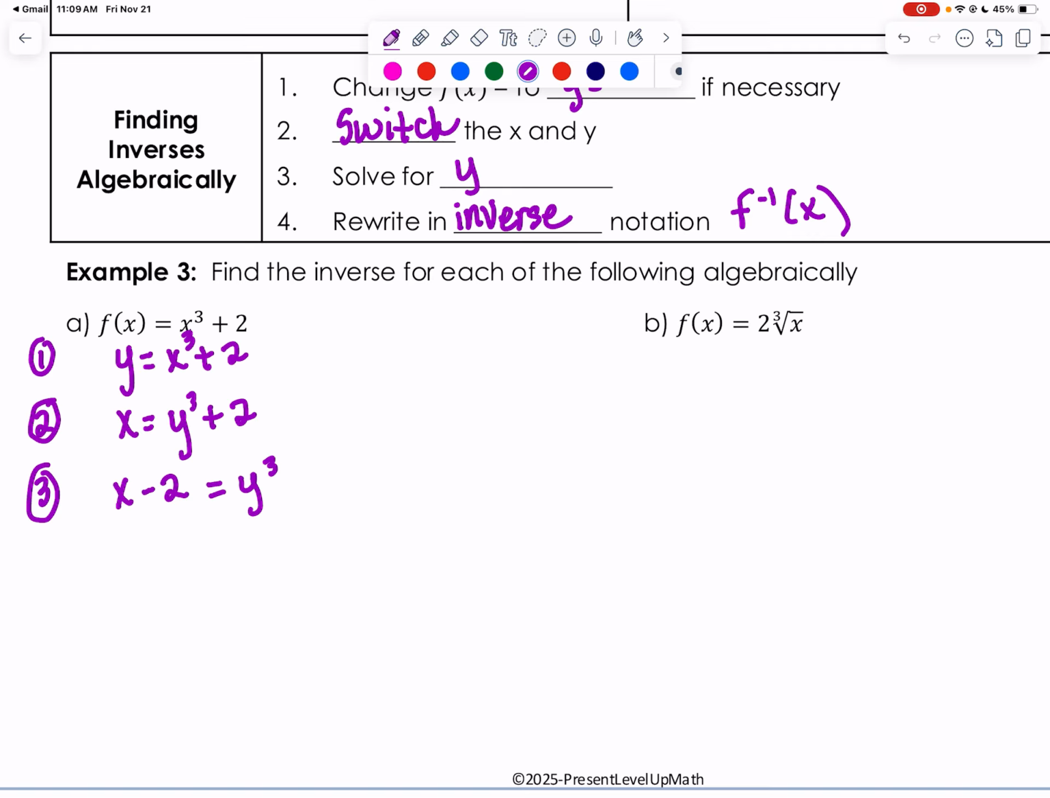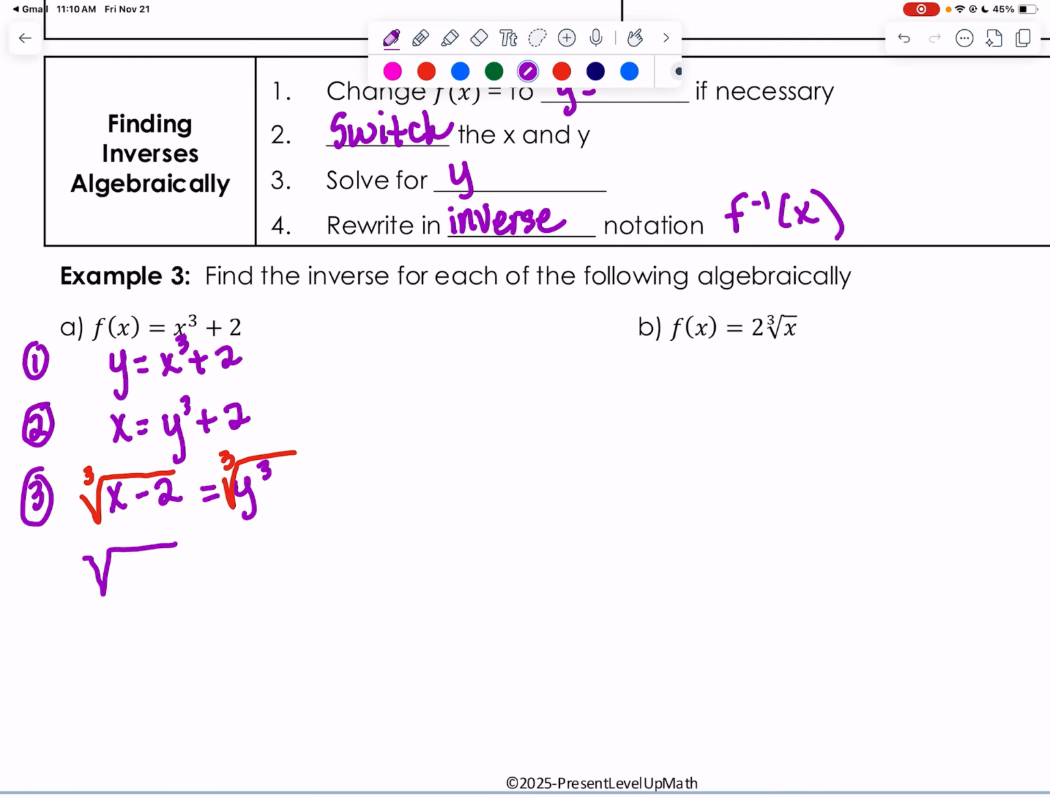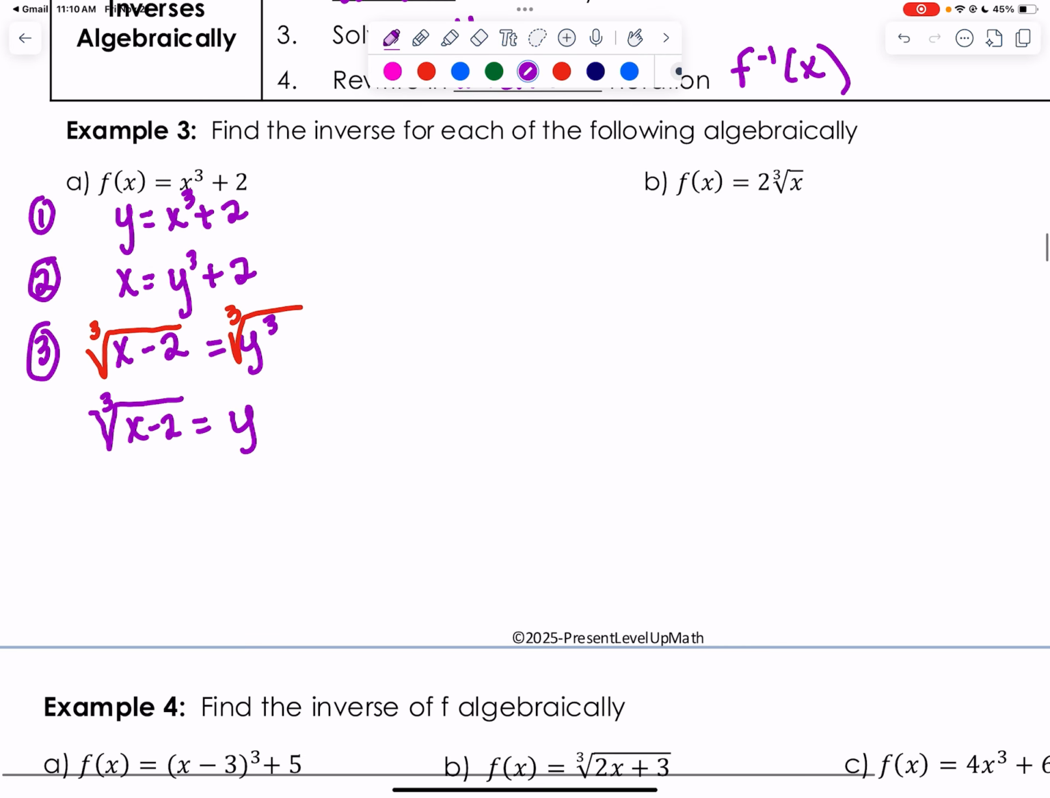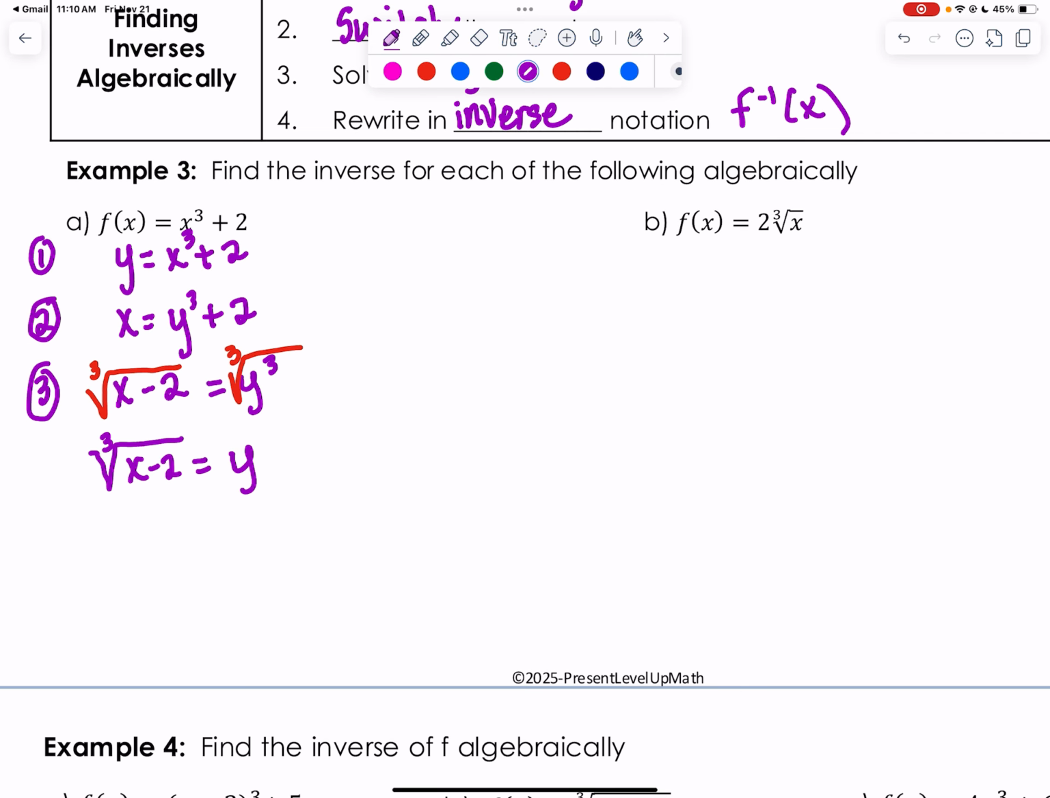Now, to get the y by itself, I need to use the inverse function. So the inverse of cubing is cube root. So I will take the cube root now of both sides. So cube root this side and cube root this side. When we do that, that's going to leave us cube root of x minus 2. And the cube root of y cubed is just y. So we've done step 3. We got the y by itself.